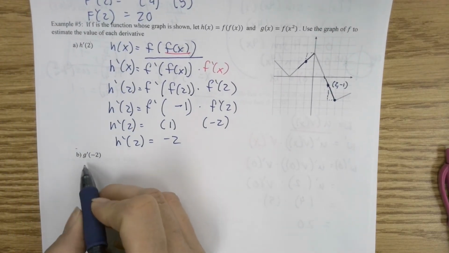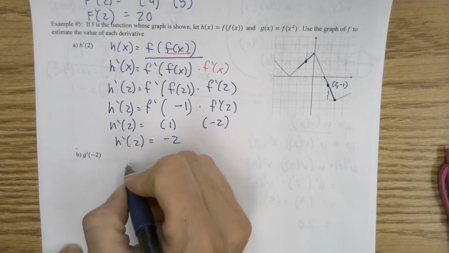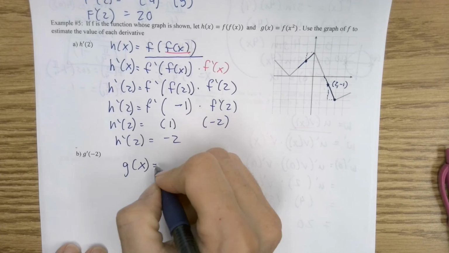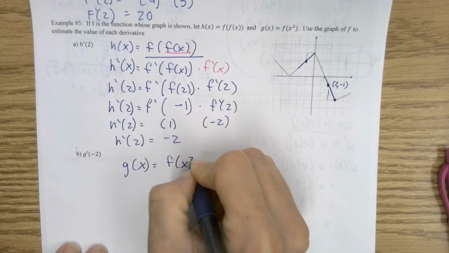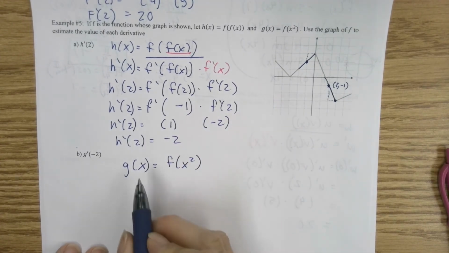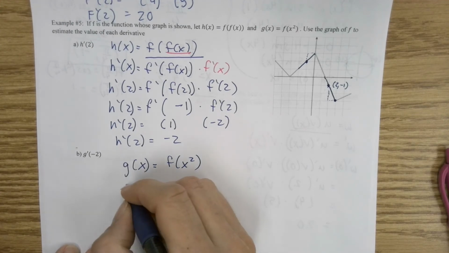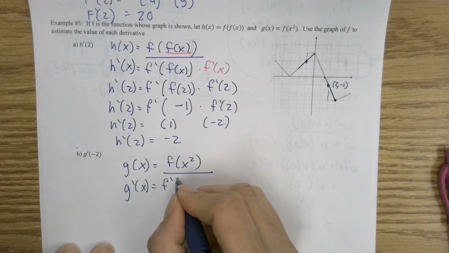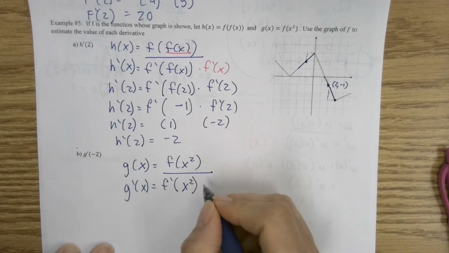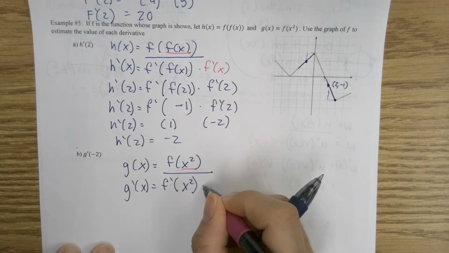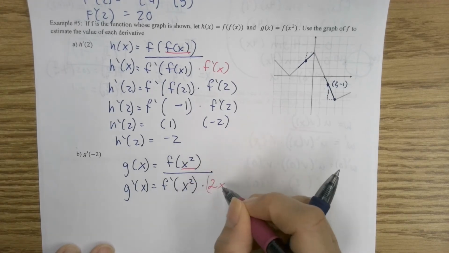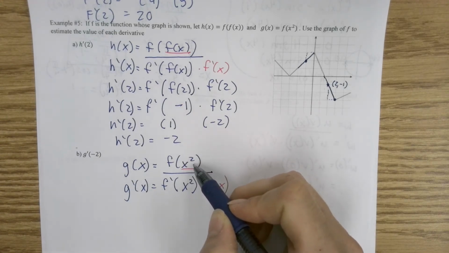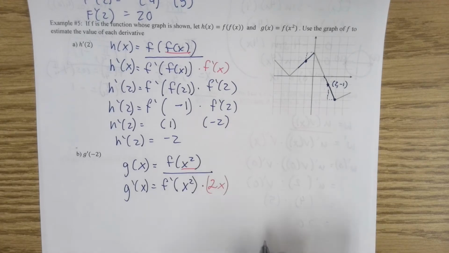I'm going to go ahead and do this last one. So we have g prime of -2. The first thing I want to do is identify what g of x is. They're defining g of x as f of x squared. So the derivative of g of x would be the derivative of the outside part, which is f prime, the inside part stays the same, times the derivative of the inside part, which is 2x. This one's a little bit different because it's not a function notation on the inside, it's actually the function.